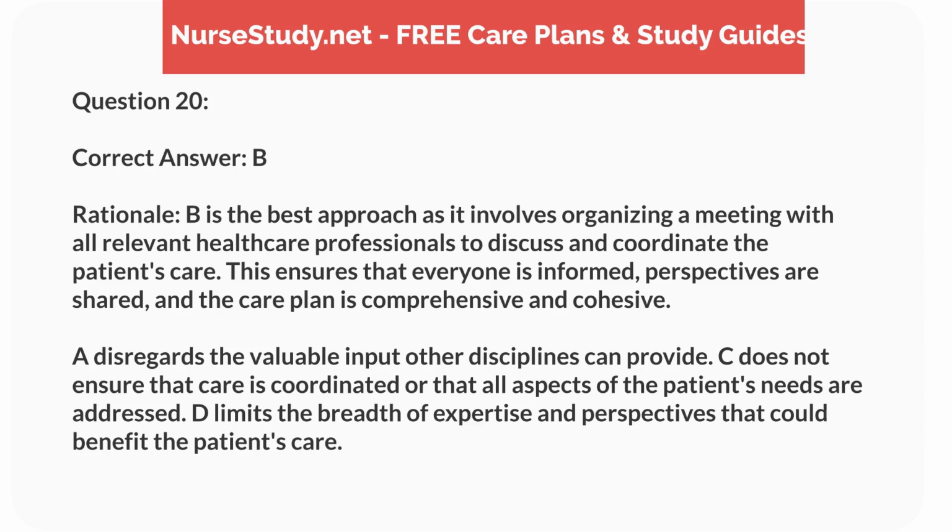Correct answer. B. Rationale: B is the best approach as it involves organizing a meeting with all relevant healthcare professionals to discuss and coordinate the patient's care. This ensures that everyone is informed, perspectives are shared, and the care plan is comprehensive and cohesive. A disregards the valuable input other disciplines can provide. C does not ensure that care is coordinated or that all aspects of the patient's needs are addressed. D limits the breadth of expertise and perspectives that could benefit the patient's care.